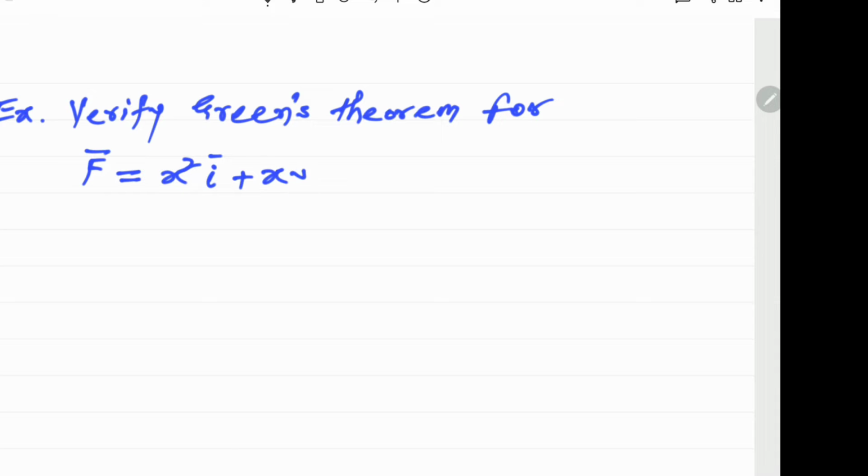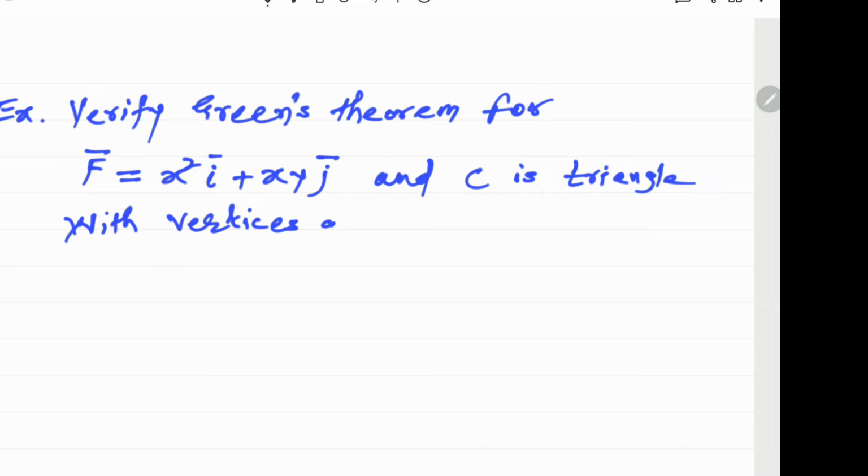Verify Green's theorem for the triangle, for F bar equals x square i plus xy j, over the triangle where C is that triangle whose vertices are A (0, 2), B (2, 0) and C (4, 2).